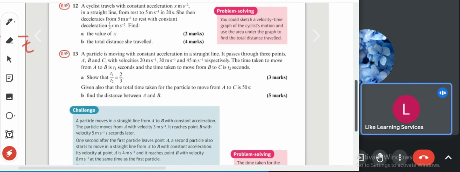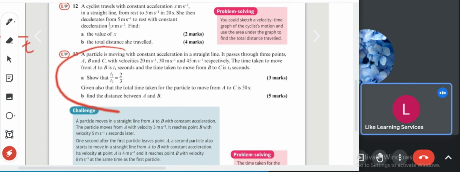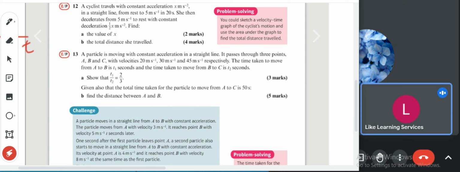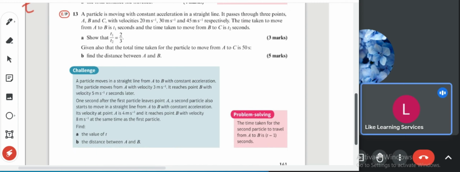And let me see, is there anyone we can, will this one be what our time, or do we move on to something else? I don't know. A particle is moving with a constant acceleration in a straight line. It passes through 3 points A, B, C with velocities 20, 30, 45 respectively. The time taken to move from A to B is t. Okay, I think this will require some thinking. So let's do it. Let's do 13.